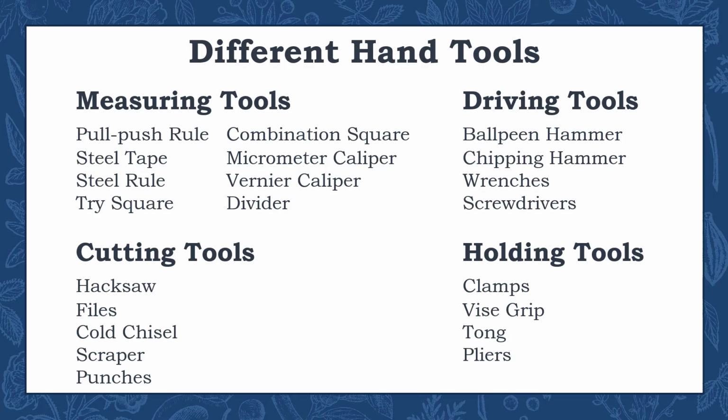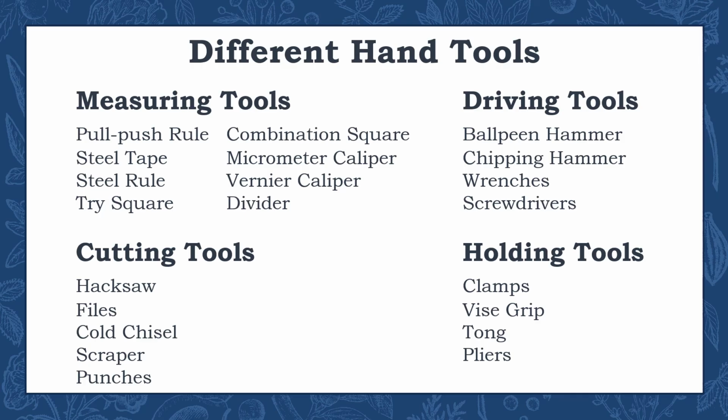Under the cutting tools, we have the hacksaw, the files like mill file, flat file, square file, round file, half round file, and the triangular file. In cold chisel under cutting tools, we have the flat chisel, cape chisel, diamond point chisel, and the round nose chisel. Under the scraper, we have the flat scraper, sharper scraper, and the three-connected scraper. While under the punches of cutting tools, we have the prick punch and the center punch.